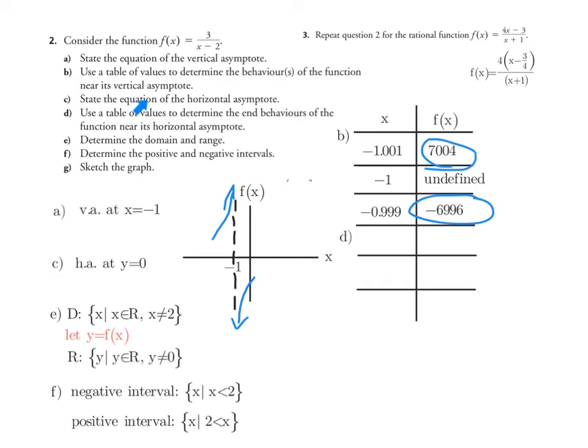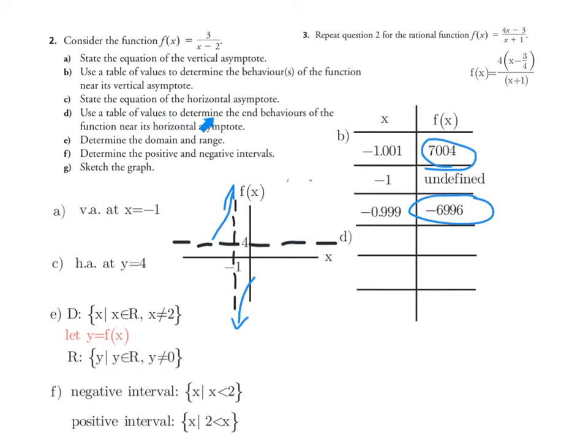Part C, state the equation of the horizontal asymptote. So now the degree is the same on top of the bottom, and so it's a good thing I pulled out the 4 because it's really easy to see that the horizontal asymptote is 4 divided by 1. When the degree is the same, you just divide the leading coefficients, 4 divided by 1. So the horizontal asymptote is at y equals 4.